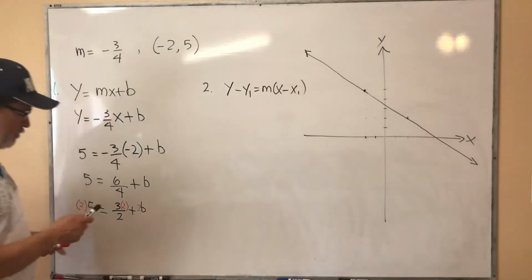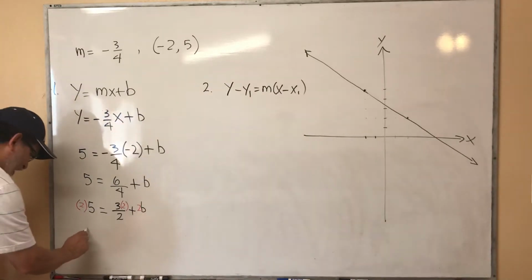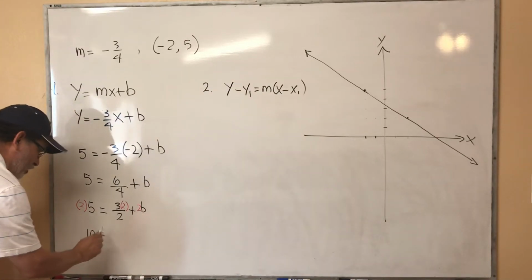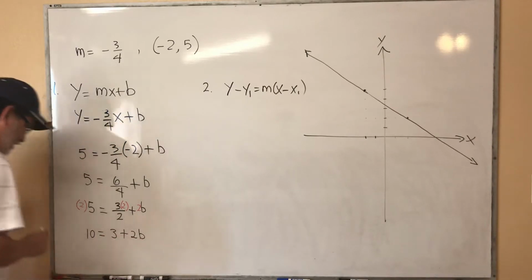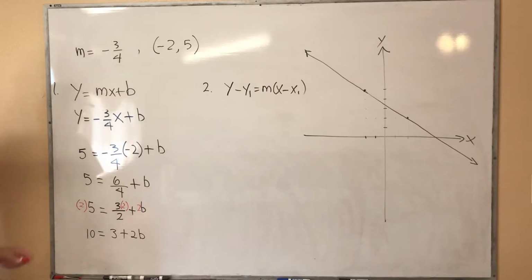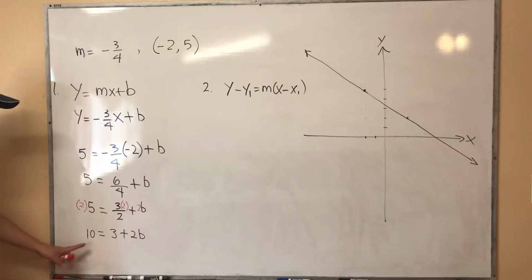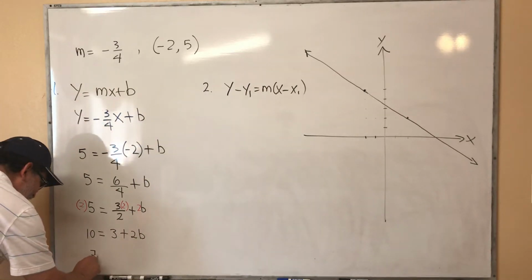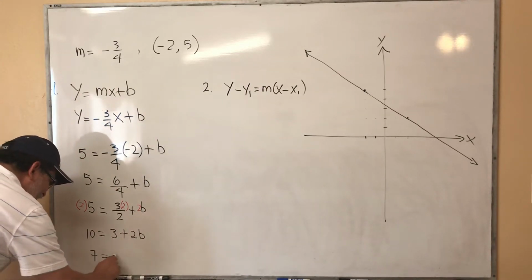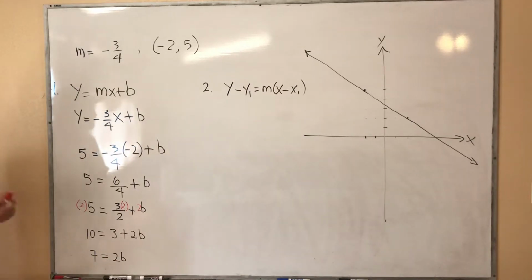I'm going to go here, okay? Let me go here first. So 10 equals 3 plus 2b. Okay? And so now I'm going to subtract 3 from both sides. What's 10 minus 3? 7. So 7 equals 2b. Correct?